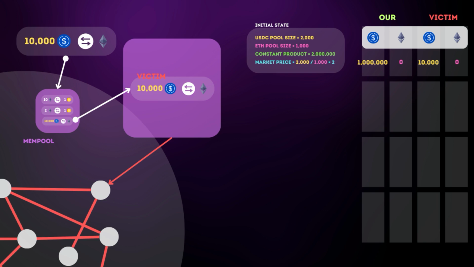This changed the pool size to 12,000 USDC tokens and approximately 166 Ethereum, granting the user a total of around 833 Ethereum. But now let's say that we managed to pick up this transaction from the mempool, and before it gets validated, we'll insert the transaction before, exchanging 1 million USDC for Ethereum.